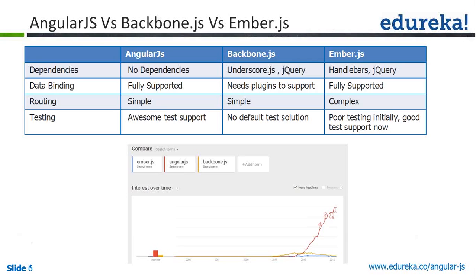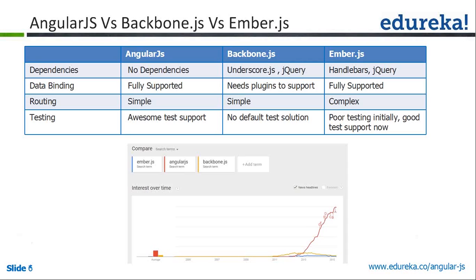And routing. So what does it mean by routing? Routing means navigating from one page to the next page. For example, each and every website will be having tabs. Let's say I have a home tab, about tab and the contacts tab. If I want to navigate between the tabs, we will be having route parameters. With the route parameters, we have to load the different views. That is really simple in Angular.js compared to Backbone and Ember.